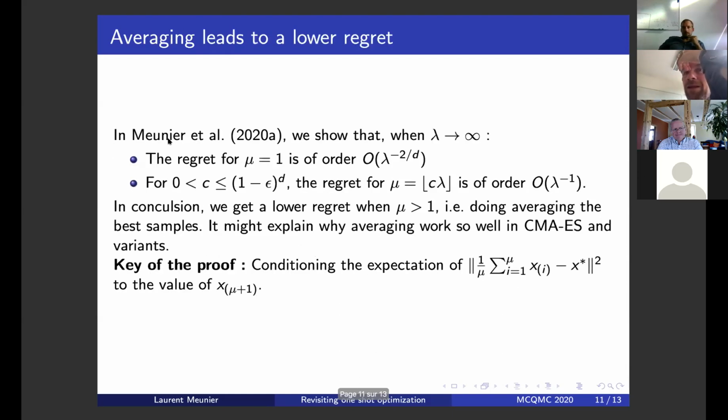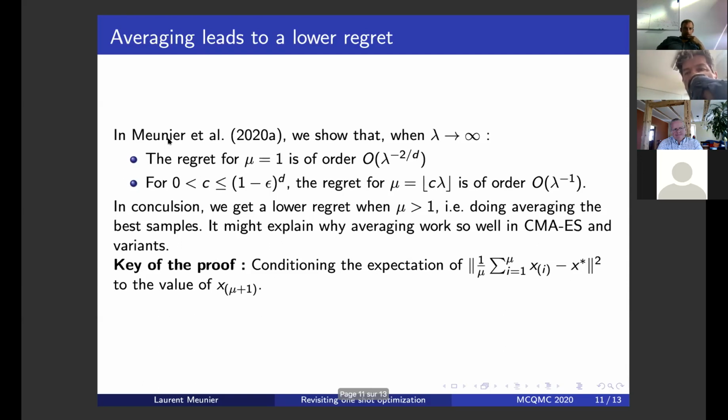In our second paper, we show that for mu equals 1, we suffer from the curse of dimensionality, which is that the regret of this strategy is of order lambda to the minus 2 divided by d. This is a minimax rate. And also we show that for a good choice of C, which is C less or equal than 1 minus epsilon to the d, the regret with mu equals the floor of C lambda is of order lambda to the minus 1 as lambda goes to infinity.